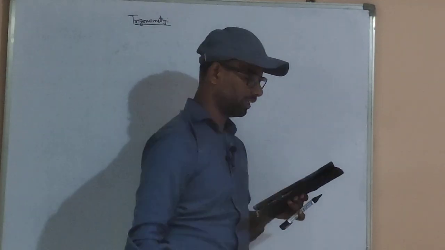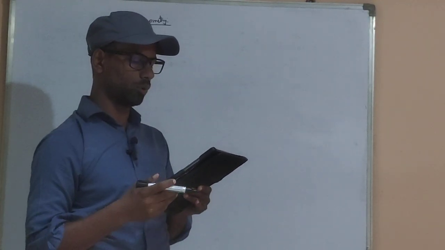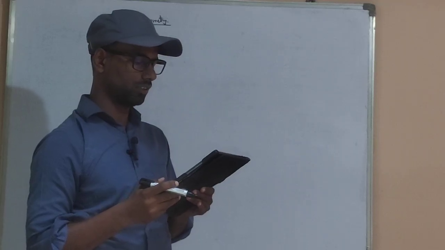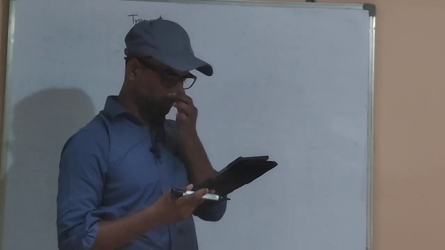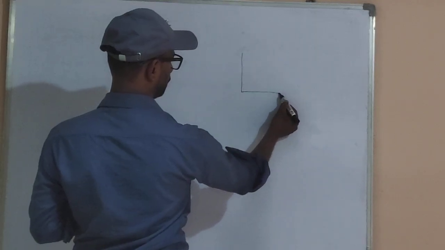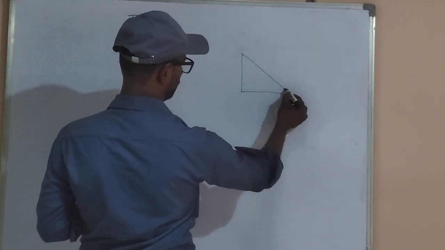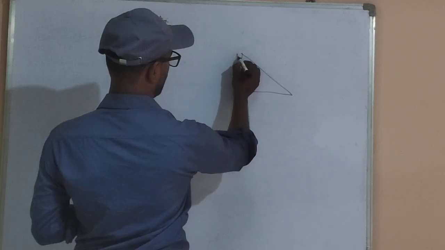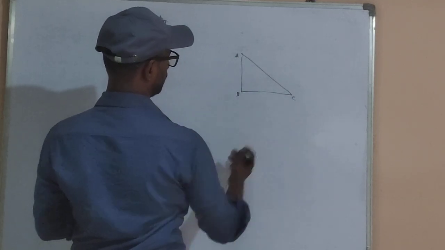So second question. So what is the second question? A tree breaks due to storm and broken part bends so that the top of the tree touches the ground, making an. So already we have done this. So total A, B, C.